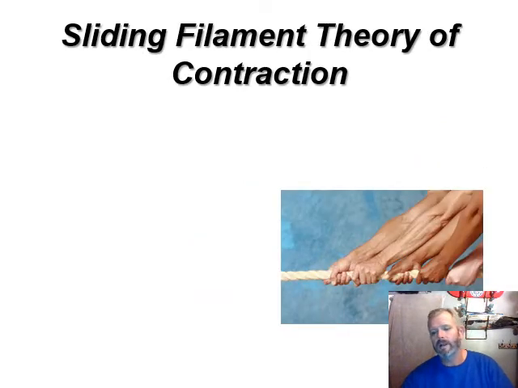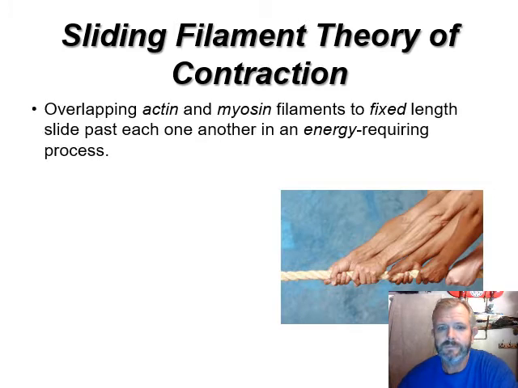So how does this all work? How does this shortening take place? That's where the sliding filament theory comes into play. The sliding filament theory states that the filaments are sliding across one another. The filaments are not changing in size. The thin filament's not getting smaller. The thick filament's not getting smaller to cause contraction. Basically, we're just having those thin filaments sliding across thick. Therefore, sliding filament theory. They are fixed length.